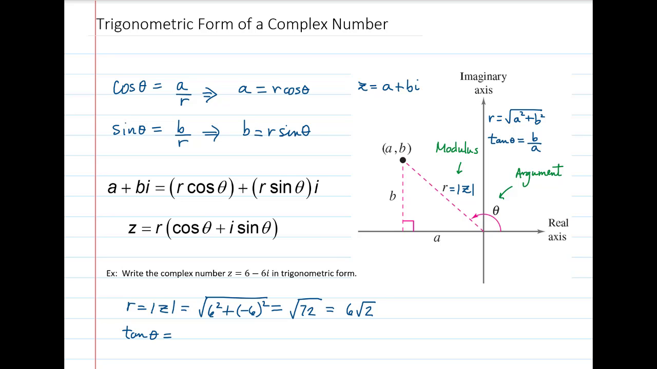Once we find the modulus, we are ready to find the argument. And tangent of the argument is equal to b over a, and that's negative 6 over 6, which is just negative 1. This negative 1 is actually a value from the unit circle, so we can come up with our theta here. When is tangent equal to negative 1? If you think about the angles from 0 to 2 pi, the tangent is negative in the second and fourth quadrants.